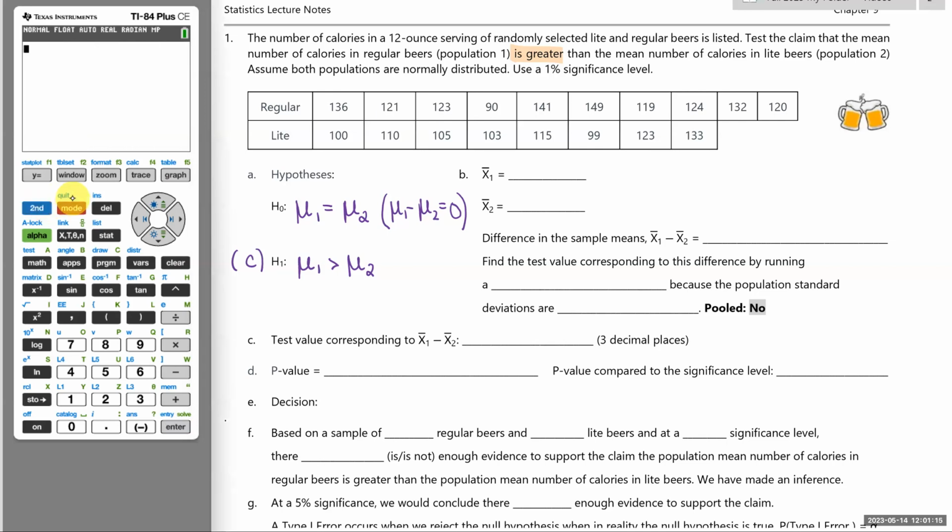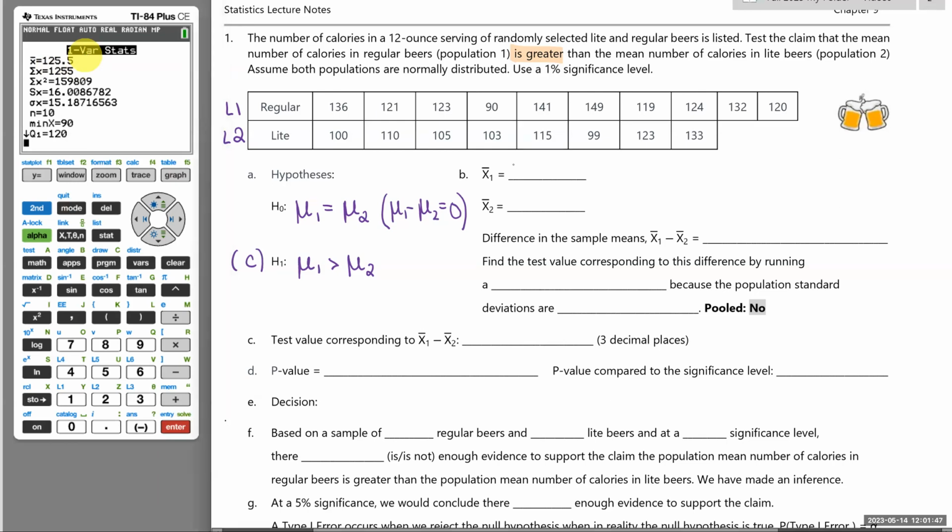I will start by running one var stats. I'd like to investigate the actual sample means that resulted from the study. My regular beers are in L1, my light beers are in L2. Let me focus on my regular beers first. So I'm going to do Stat, Calculate, One Var Stats. If we don't mention a list, it'll assume L1. That sample mean came out to be 125.5. Let me document that here: the mean calories in the sample of regular beers, 125.5 calories.